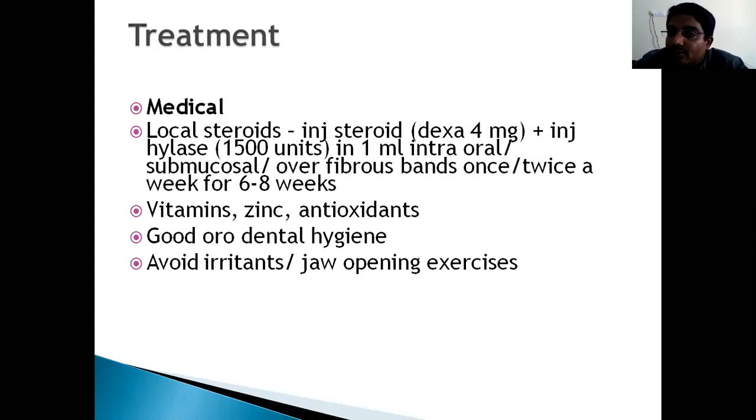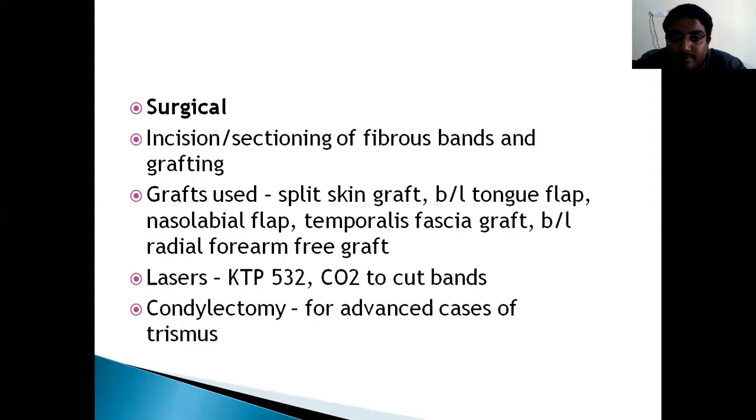And what about the deficiencies? Vitamin deficiency, you have to supplement: vitamin A, B, and C. And good oral dental hygiene, that means you have to brush and wash properly. Avoid irritants, and do jaw opening exercises. You have to avoid smoking, spicy foods, and tobacco chewing. This is the treatment. Surgically, incision and sectioning of the fibrous bands, and grafting.